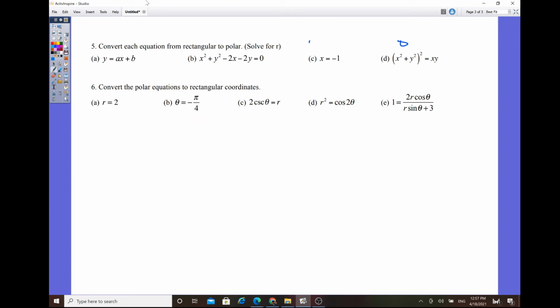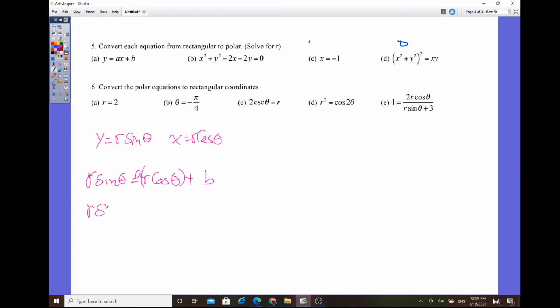So 5a, we do have a slope-intercept form. We do know that y is r sine theta, and x is r cosine theta. So basically just replace y and x using those polar coordinates. So we have r sine theta equals a times r cosine theta plus b. Just leave b the way it is, but don't forget that a right here, a times r cosine theta. So this one you want to solve for r by itself.